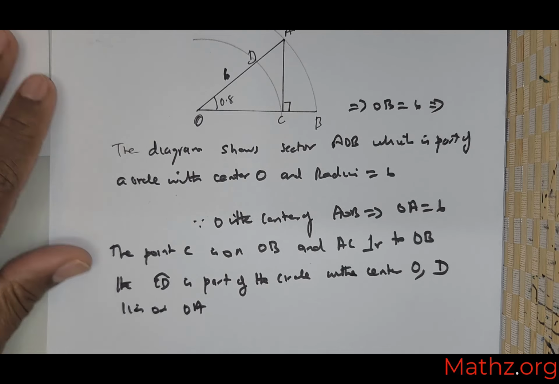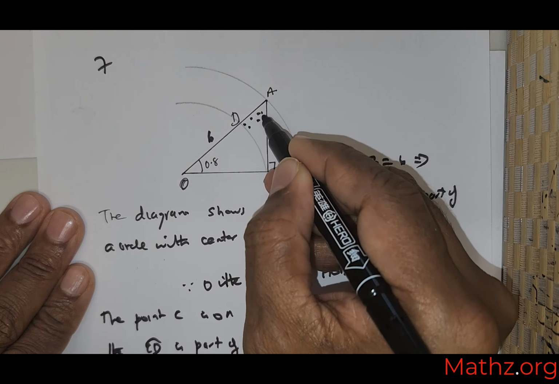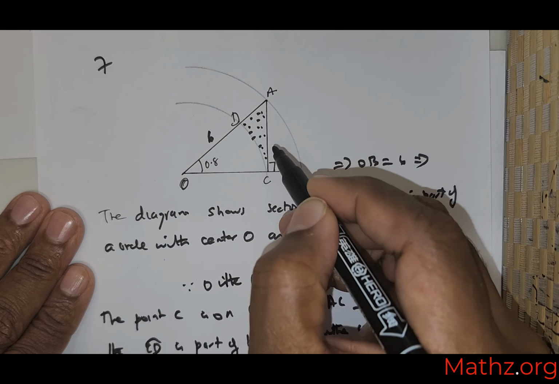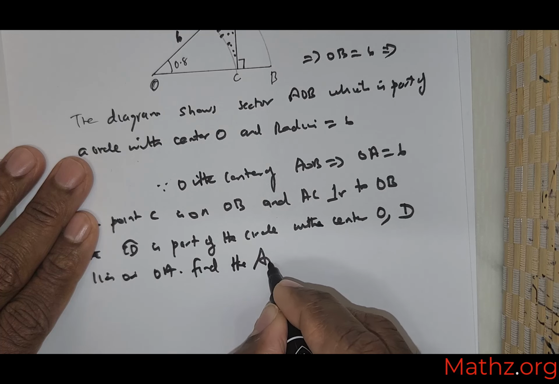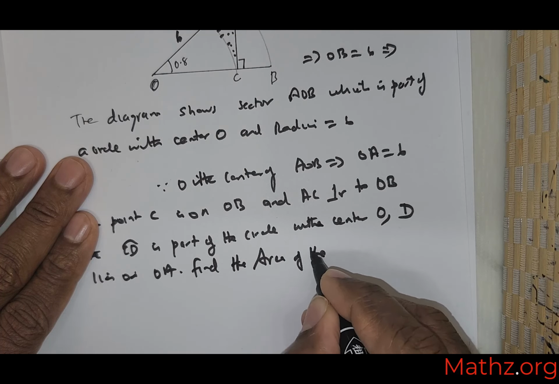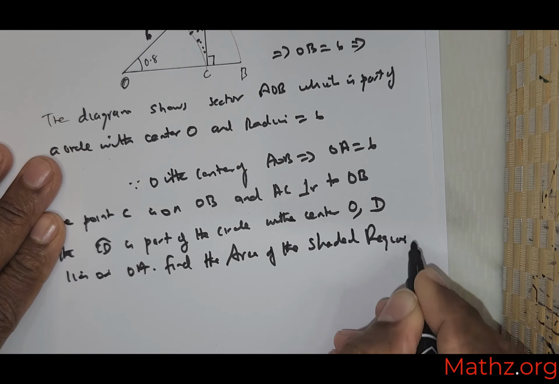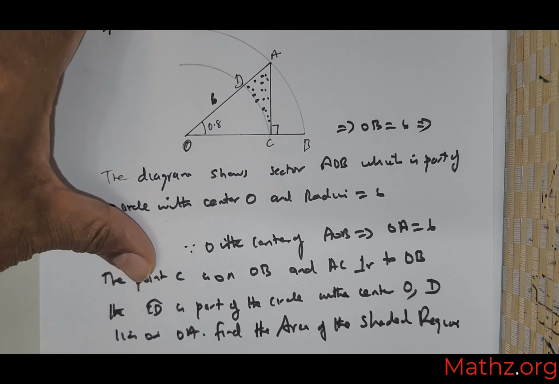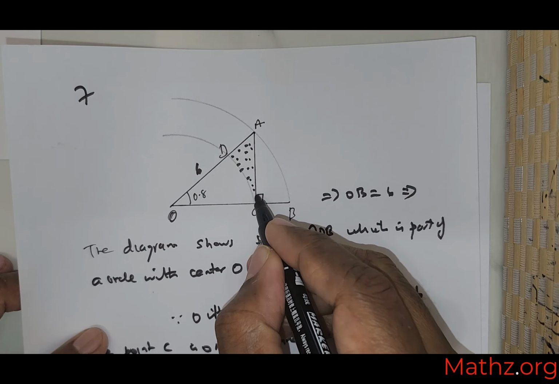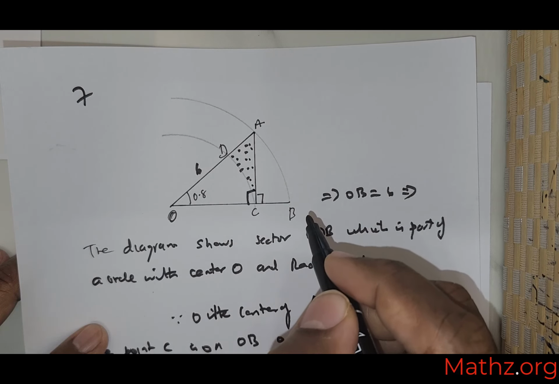It's quite a bit. Now what are we asked to find? We are asked to find the area of the shaded region. So that is required. Now AC is perpendicular, so this will also be 90.